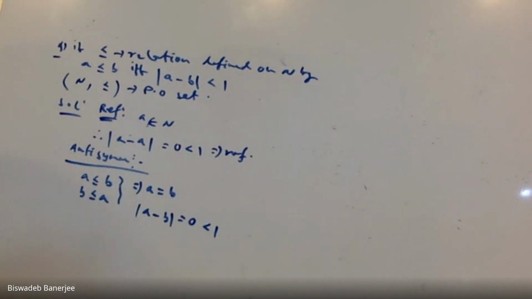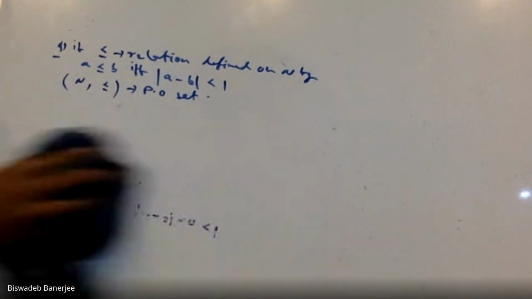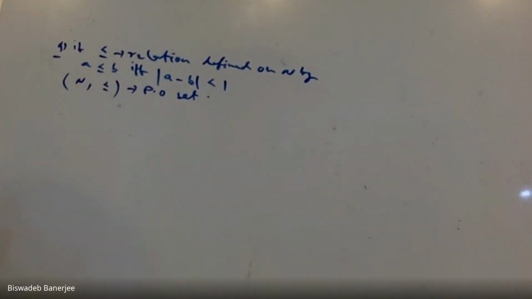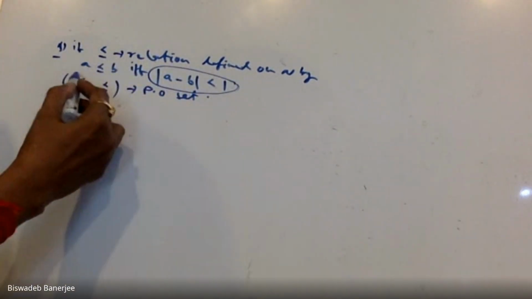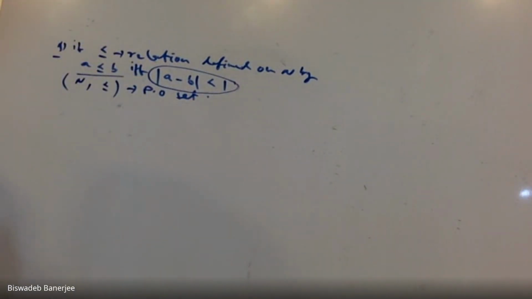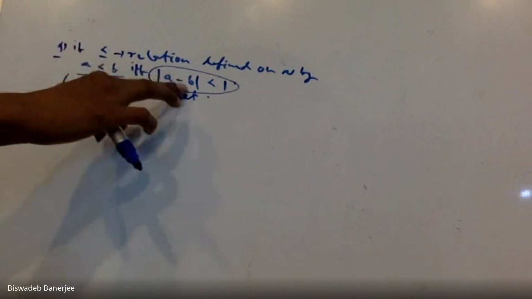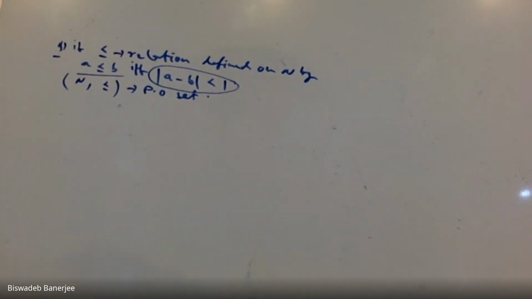So the antisymmetric property holds. But now we have to check whether the transitive property holds or not. Now you can't check the transitive property like this, because whenever this relation holds, you must have A less than equal to B. So the transitive property, we shall check with some example.